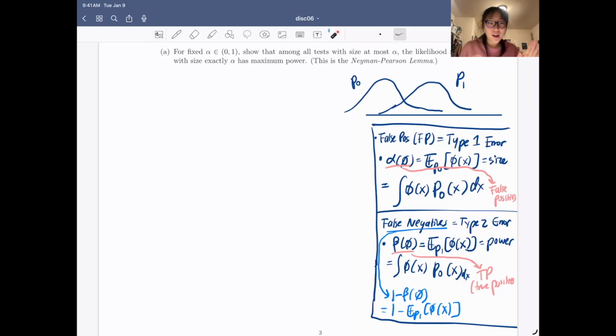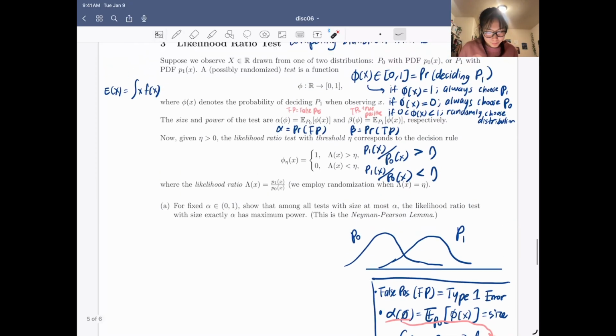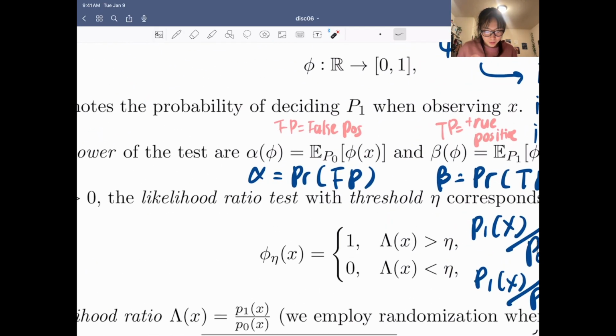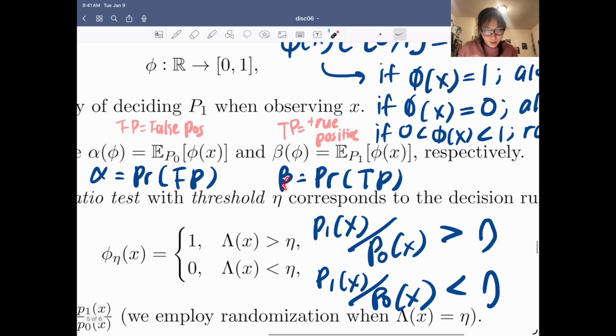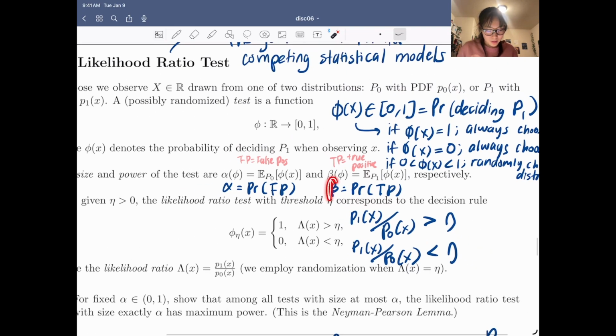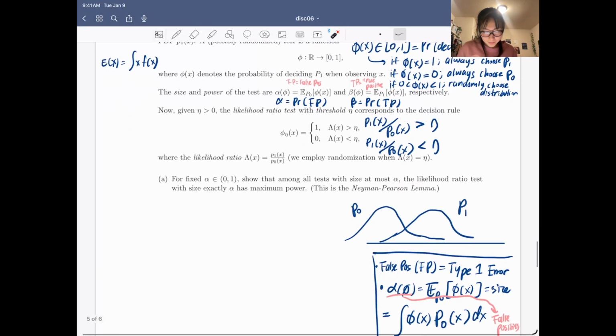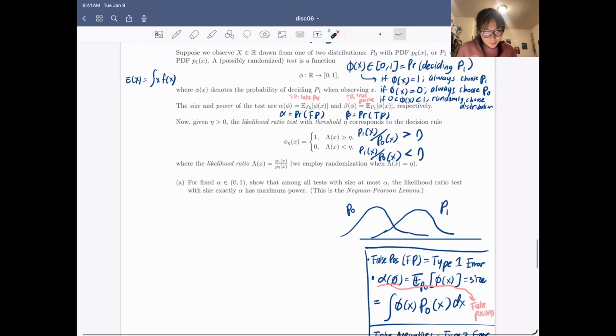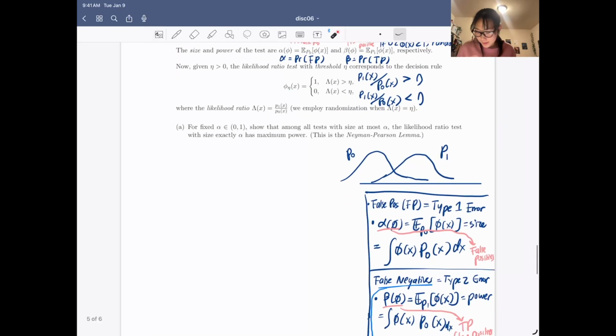Okay, I know that was a lot, so if that didn't completely make sense, I recommend you rewatch this little part and internalize what alpha means and what beta means. But to be very quick about it, again, alpha, think of it as the probability of false positives. Beta, think of it as the probability of true positives. 1 minus beta tells us the probability of the false negatives. Okay, given all of this background, now let's go into the actual question.